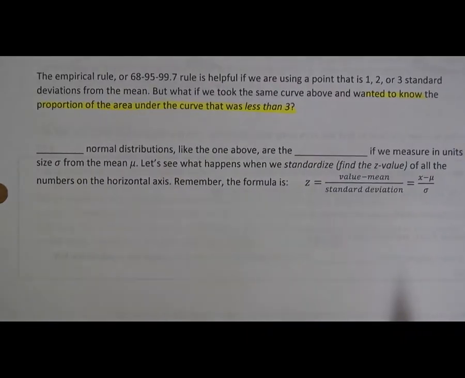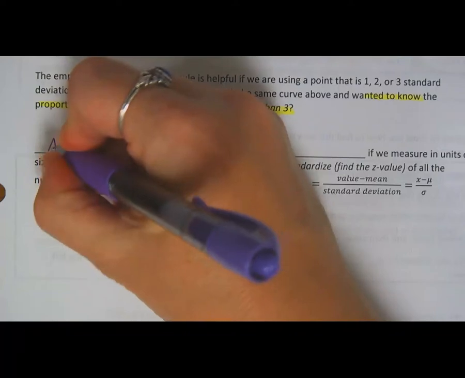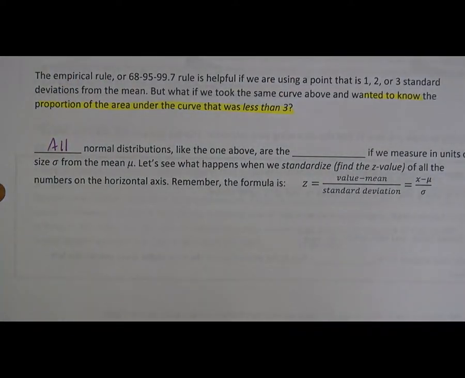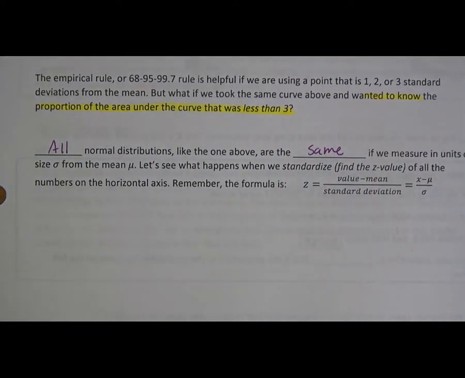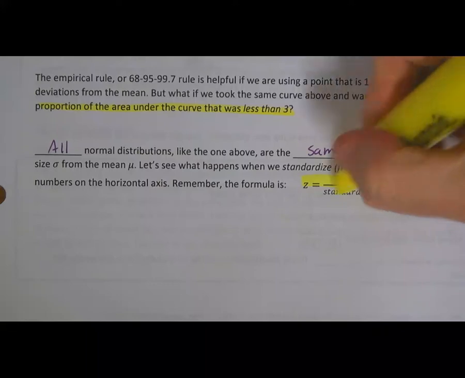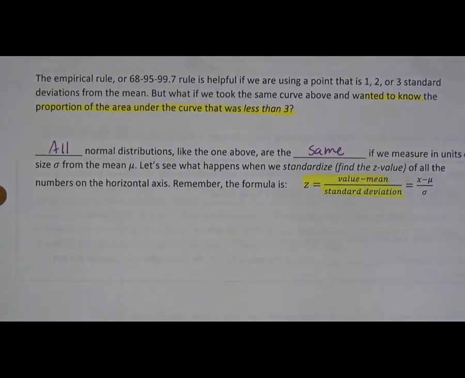Let's fill in these blanks. All normal distributions like the one above can be converted to be the same if we measure in units of size, standard deviation from the mean. That doesn't really make a whole lot of sense to you, but I want to bring back this formula for finding a z-score. It's called standardizing. If you take a numeric value, subtract the mean, and divide by the standard deviation, you get its z-score.